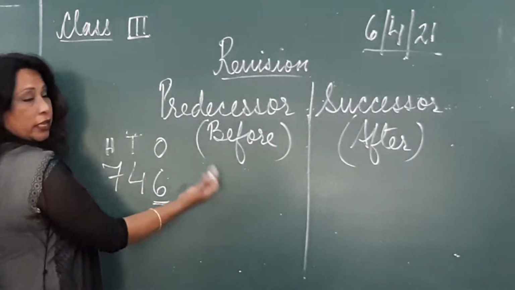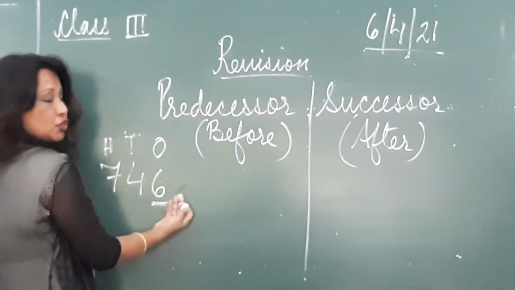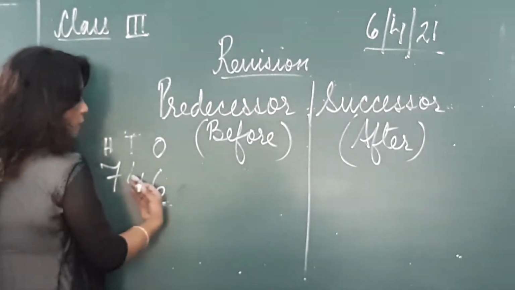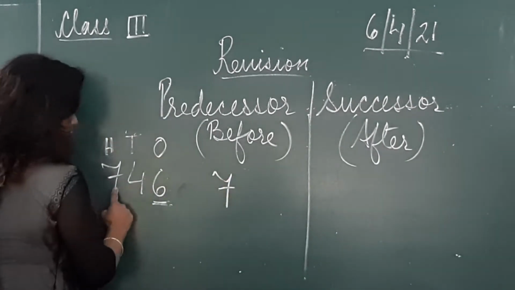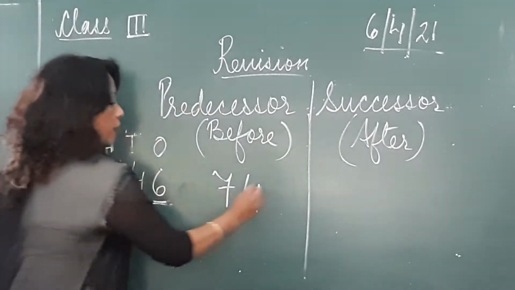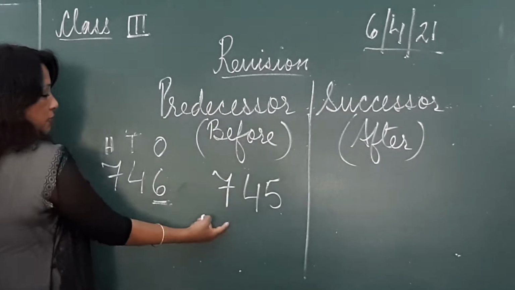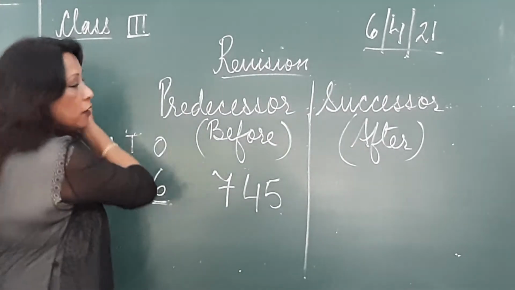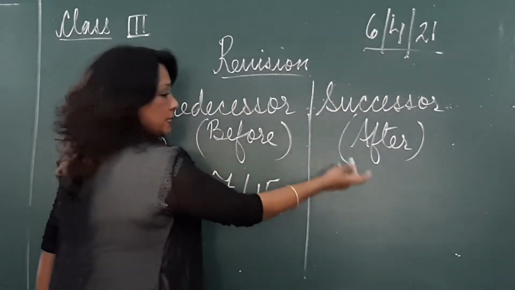5, isn't it? So the predecessor, the number which comes before 746. Concentrate on the ones digit. What comes before 6? 5. So the predecessor of 746 is 745. This way you can do it. Alright. Next we come to successor.